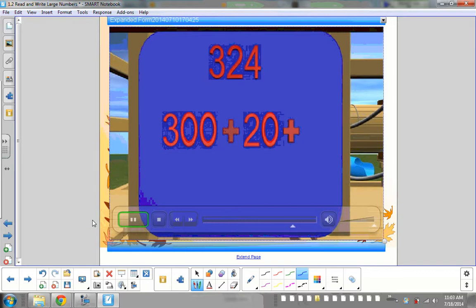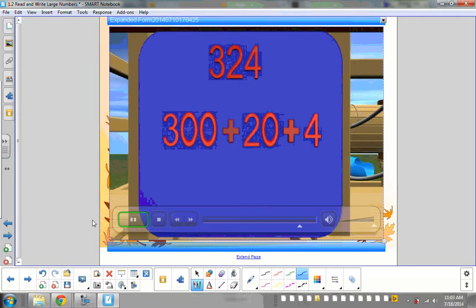Last of all, we have the 4. What is the 4 worth in this number? Since the 4 is in the ones place, it is worth 4. So the number 324 written in expanded form is 300 plus 20 plus 4.